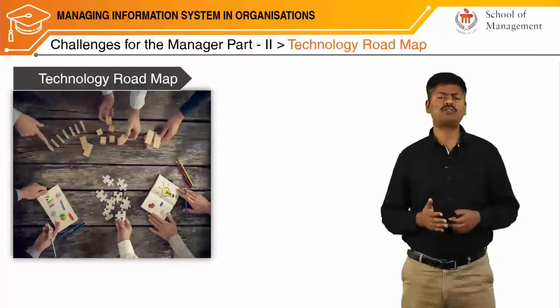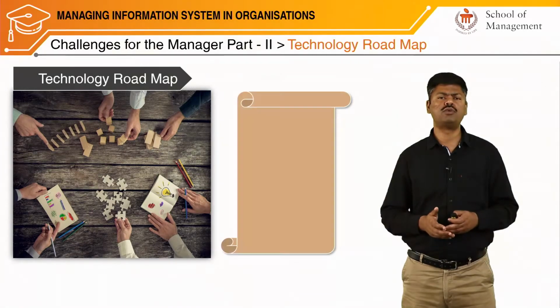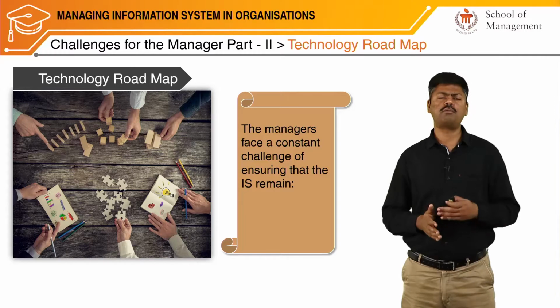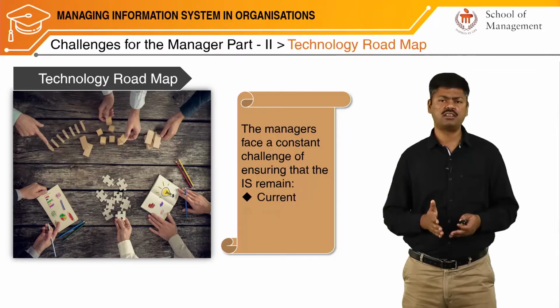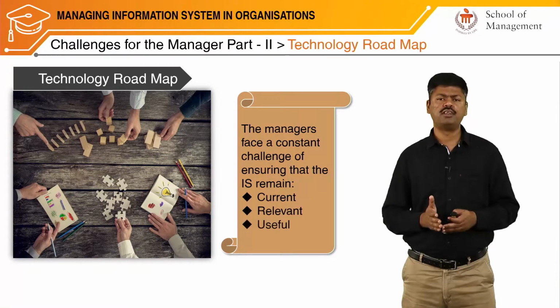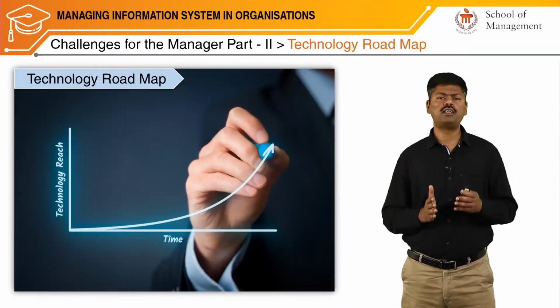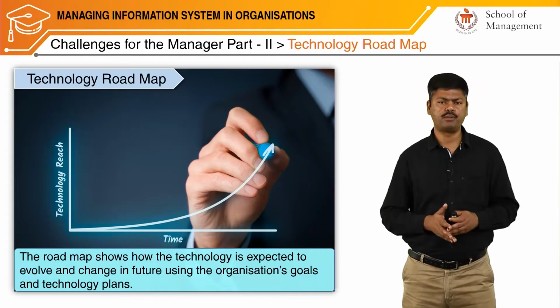So it is very important to balance between these two approaches and find a technology roadmap which can facilitate the business processes to go further. Managers face a constant challenge of ensuring that the system is current, relevant, and useful, and they have to find a roadmap for a longer duration which can have a sustainable model.